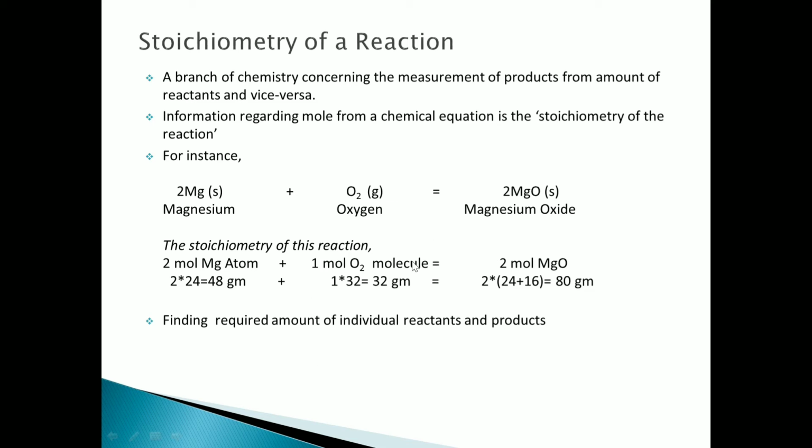Now, why do we need the stoichiometry of a reaction? The answer is simple: to find the required amount of individual reactants and products. We can find out the amount of individual reactants and products from stoichiometry, and if we are given a particular amount of reactant, for example, then we can easily find out the amount of product which will be produced by using the reactants.